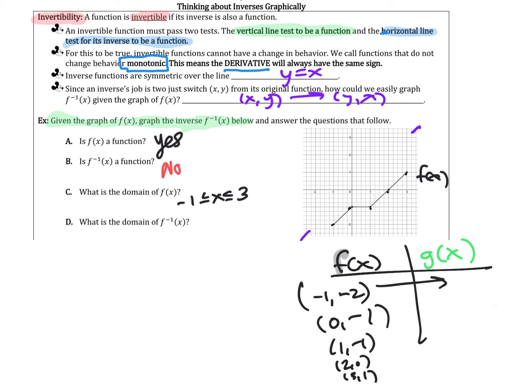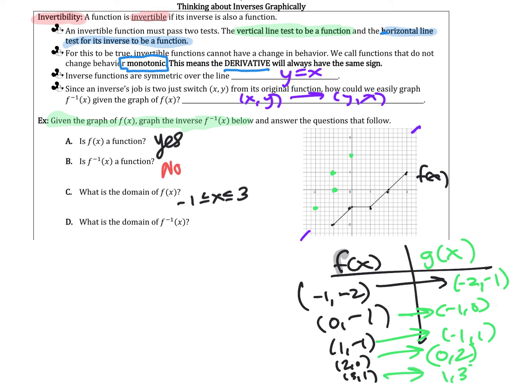So I'm going to translate these into coordinates in g. And to do that, I'm just going to switch my x and my y value. (-2, -1). So (-2, -1) is going to be here. This point is going to go to (-1, 0) when I switch my x and my y. This is going to go to (-1, 1). This is going to go to (0, 2). And this is going to go to (1, 3).